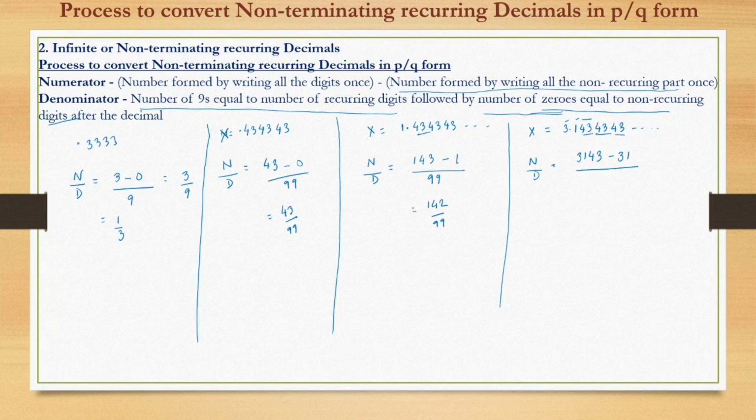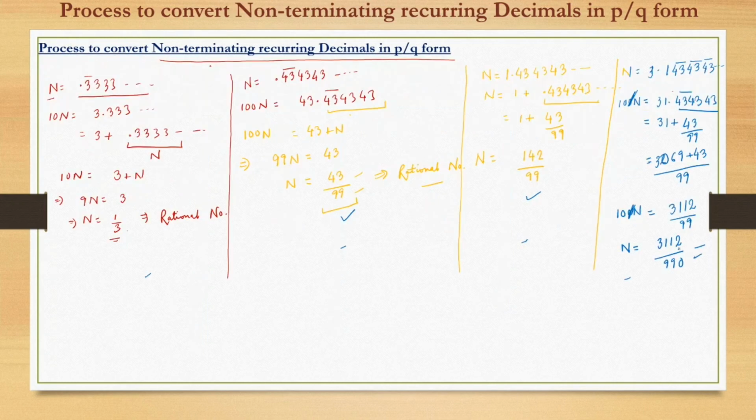Upon denominator, we will have the number of nines equal to the number of recurring digits. How many digits are recurring? 43 is recurring, so that becomes two digits, two nines we will have. And what about the number of zeros after 9? The number of zeros after 9 will be the same as the number of digits after decimal which are not recurring. After decimal only one digit is not recurring. So we will have 10. So this becomes 3112 by 990. This is the same as what we got before, 3112 by 990.